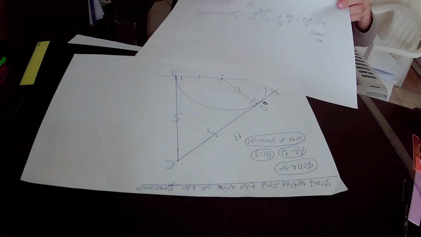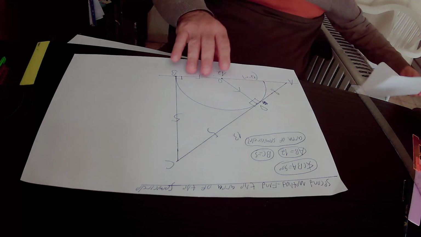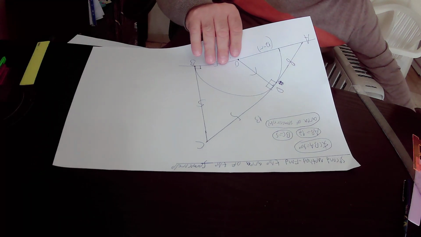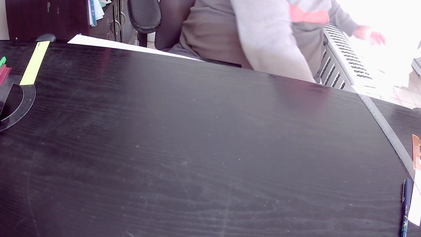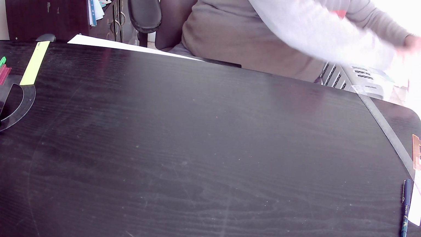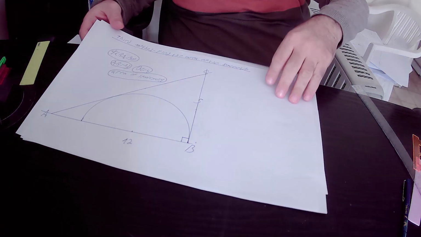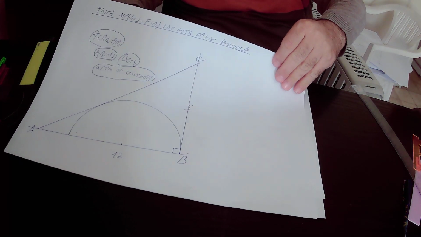We finished with the second method. Then I presented to you how to find out the area of this semicircle according to a third method.